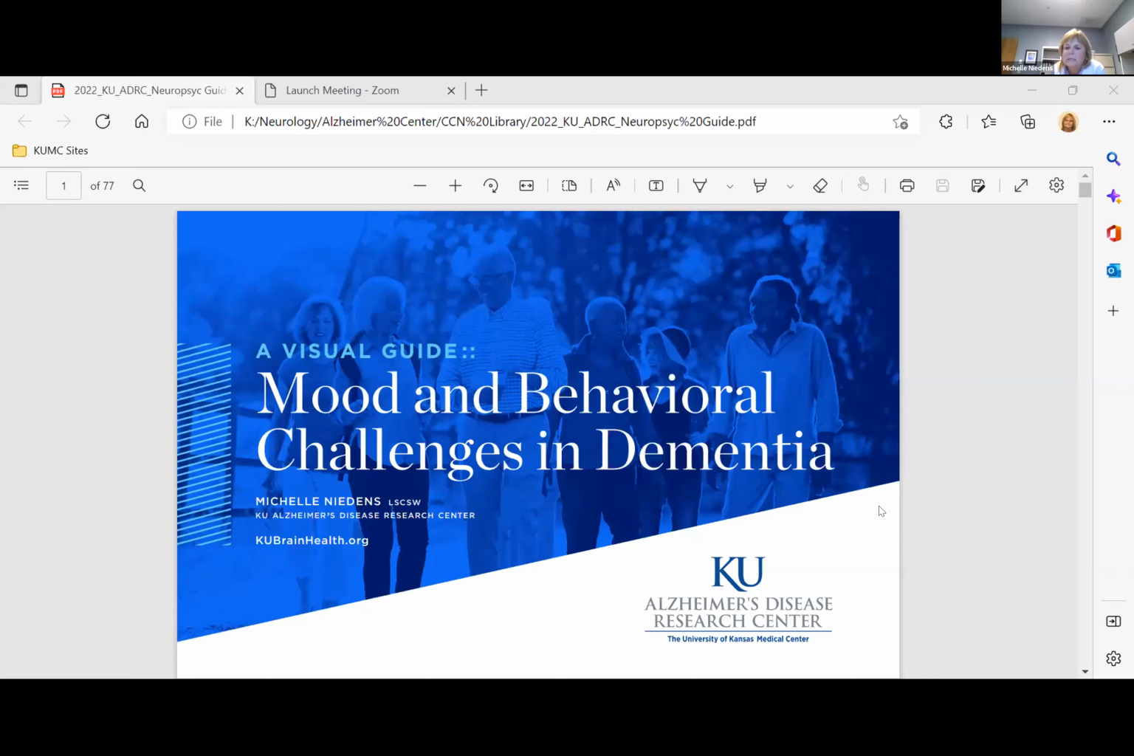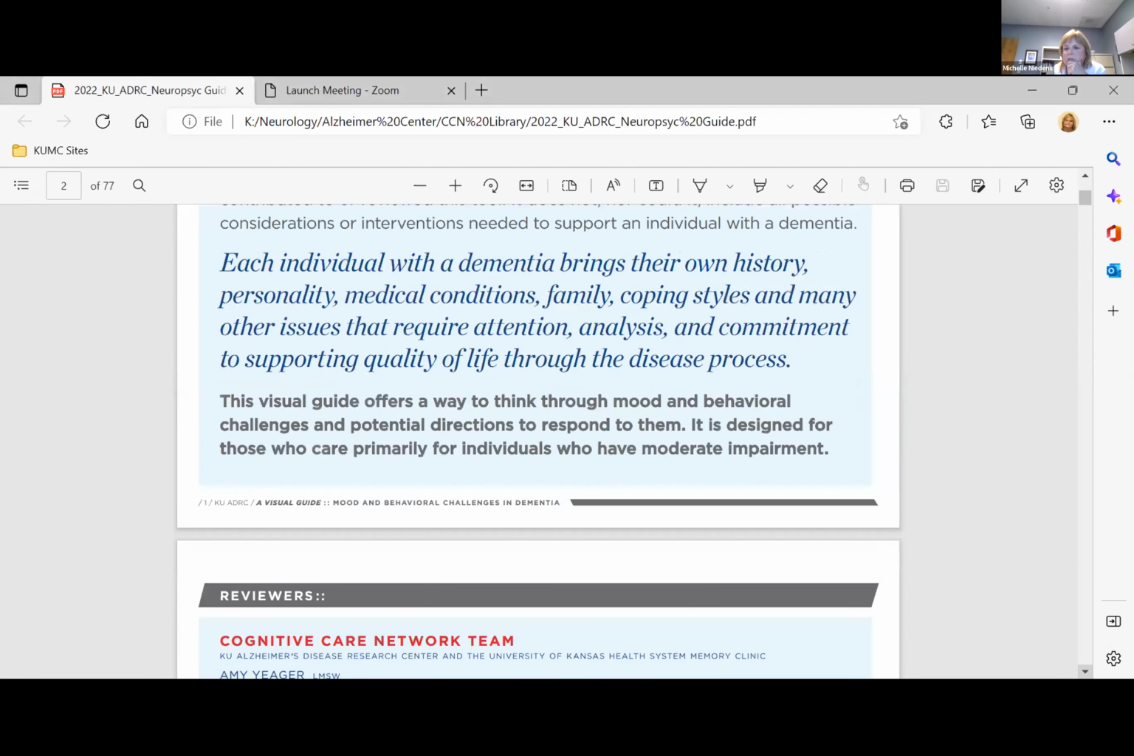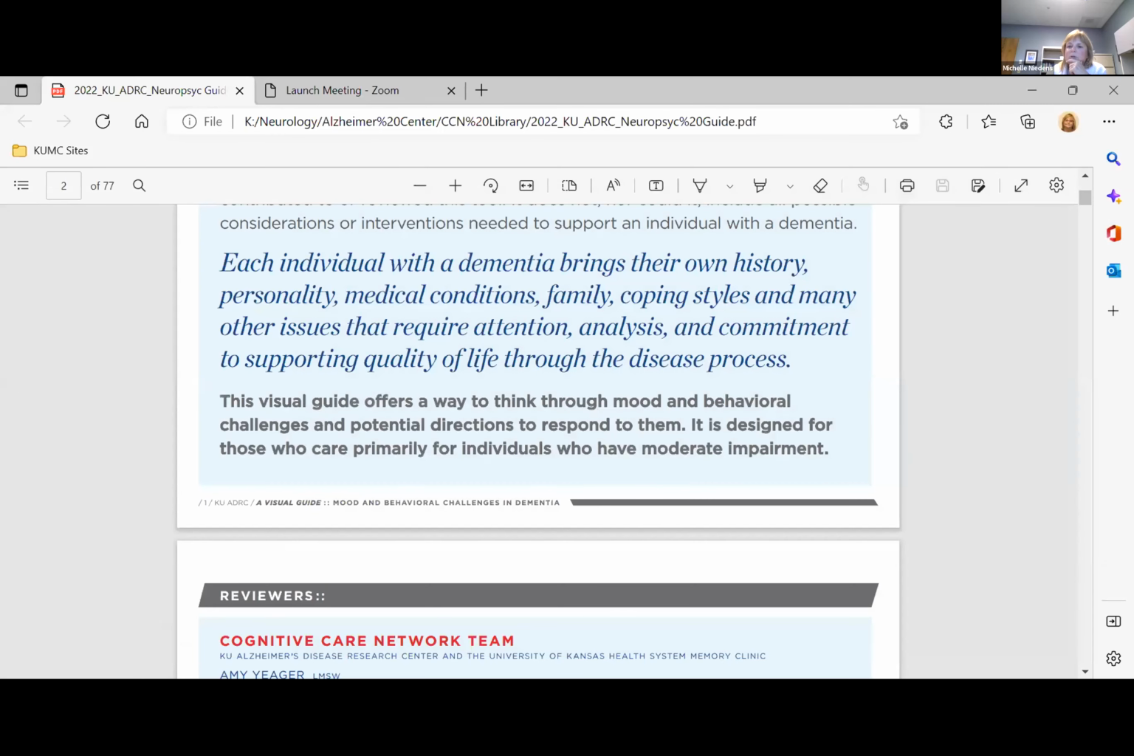Okay, so this is the guidebook, and again, we can send out a PDF of the guide, and I want to point out, there's some general conversation at the beginning of the guide, and then it goes into the various sections.